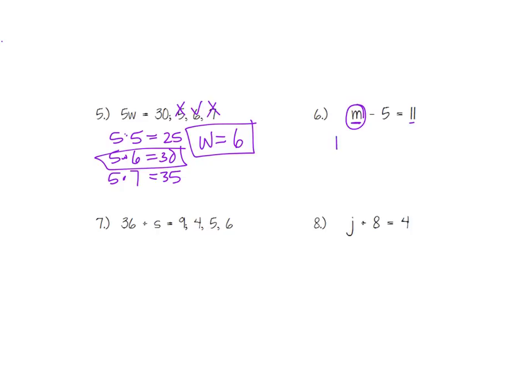So let's try 14. 14 take away 5 will give me 9. Okay, that's too low. Let's try 16 minus 5. That gives me 11. So here we have m equals 11. Oops, equals 16. Ooh, nearly made a mistake there.